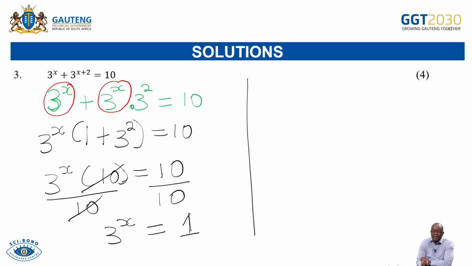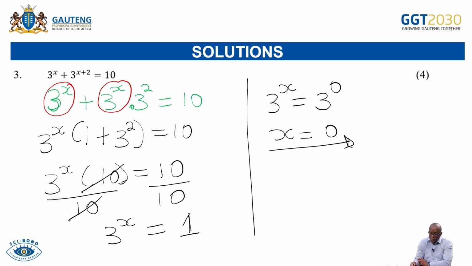Then from there we know that any number to the exponent of 0 is 1. Then because we want the same base, I will put 3 to the exponent of 0. Then the same base, we equate the exponent. It means in this case, your x will be 0. Then that's how we solve that one. It's basic, simple, but it looks tricky.